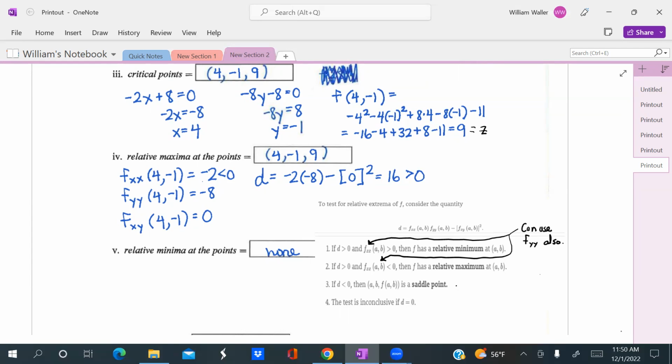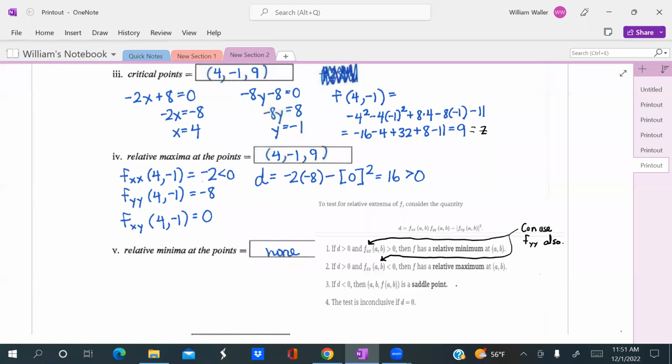Now we compute our value for D, right? So we take the product of the second partial derivatives minus the square of the mixed partial derivative, again evaluated at our critical point. In this case, we get 16, which is positive. So we look in our little chart here, and we notice D is positive, and the second partial derivative with respect to x is negative because we got -2 here, right? And so that means that our critical point is a relative maximum.